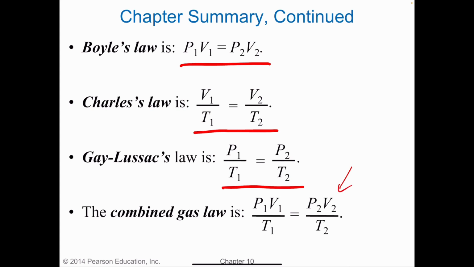Now, I mentioned the ideal gas law. I'm not going to go into detail on this one, but it's PV equals nRT. So P is pressure, V is volume, T is temperature, n is moles of gas, and R is the gas constant. So it's a number, but depending on what units you're using for pressure, volume, and temperature, the R could actually have a different value.